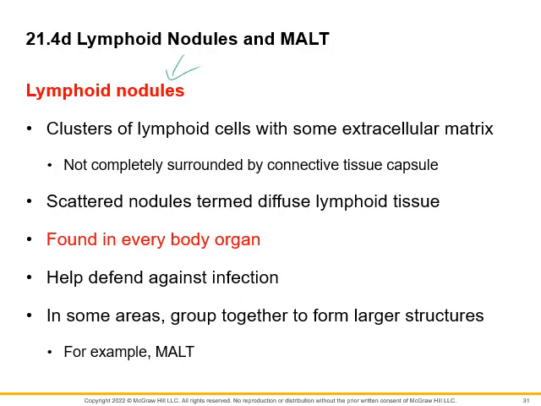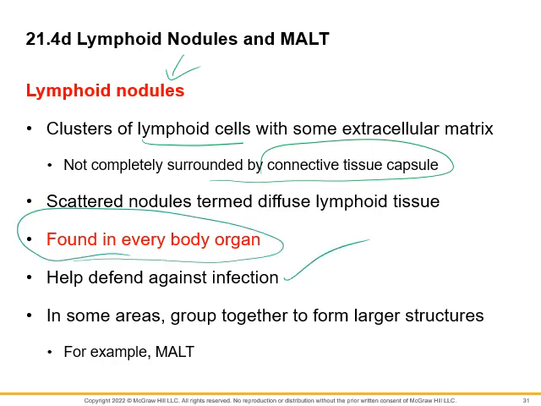Last one I want to talk about are these lymphoid nodules. These are clusters of lymphoid cells. They're not completely surrounded by connective tissue. They're found in every body organ. They help defend against infection. Some of them are going to group together and form these bundles. If you got to see them on the anatomage table, that's great. If not, hopefully you'll get to see those at some point.